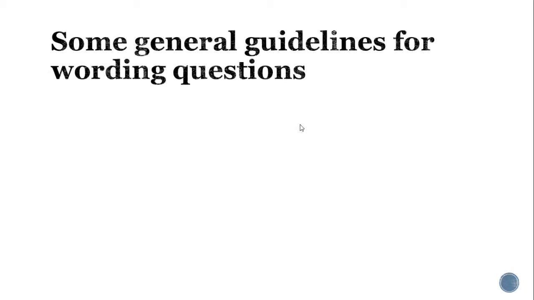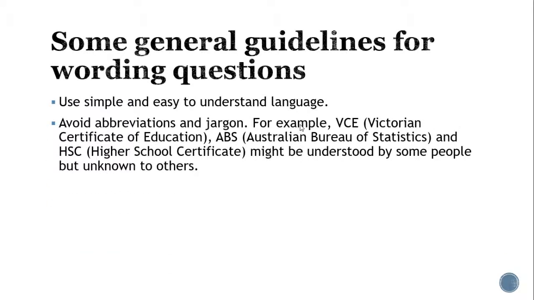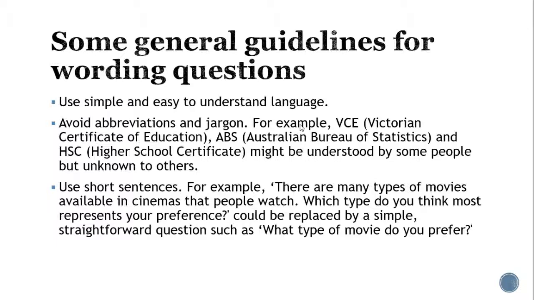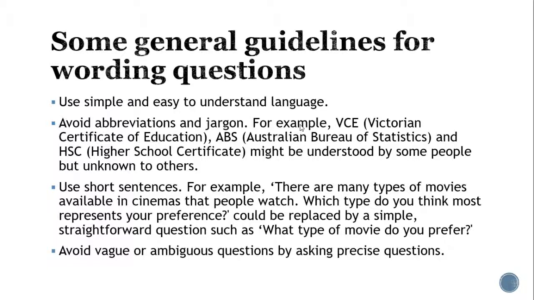There are some general guidelines for the way you word the questions. Use simple and easy to understand language. Avoid abbreviations and jargon, so that's like slang. For example, VCE, ABS, HSC. Some people don't understand that, so don't write out the whole word. Use short sentences. For example, there are many types of movies available in cinemas that people watch. Which type do you think most represents your preference? Very long. Could be replaced with straightforward questions such as, what type of movie do you prefer? Avoid vague or ambiguous, which means you don't know which way to go, questions by asking precise questions.